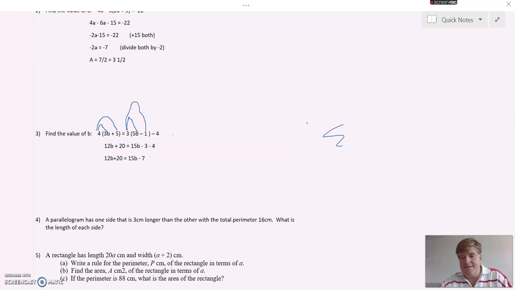So now I would tend to get rid of the smallest. We want to get all the b's on one side, so I tend to get rid of the smallest b's. I would subtract 12b from both sides, remembering what we do to one side, if we do it to the other, that's absolutely allowed.